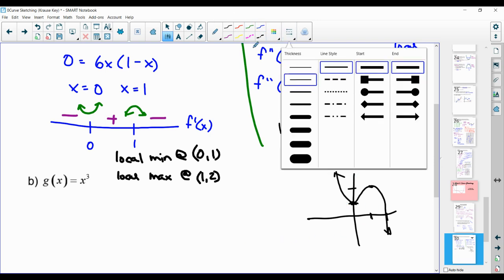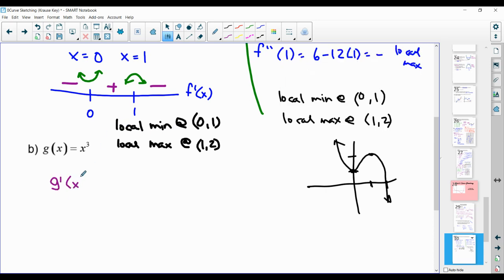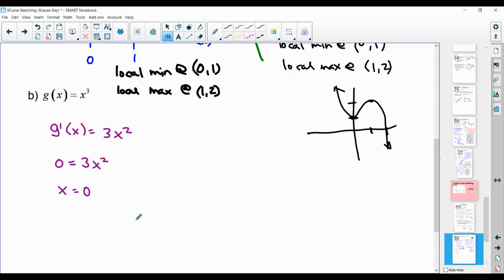All right, so let's take a look at another example here. We have g of x equals x cubed. We start off with g prime, so g prime of x is 3x squared. To find our critical values, we set that equal to 0, divide by 3, and then square root, and we're going to have x equals 0. We could again check a number line or do an interval chart. This time I'll do it as an interval chart, from negative infinity to 0 and 0 to infinity.